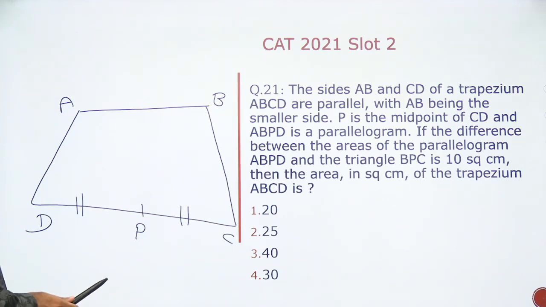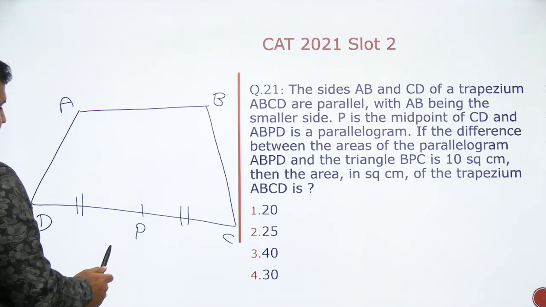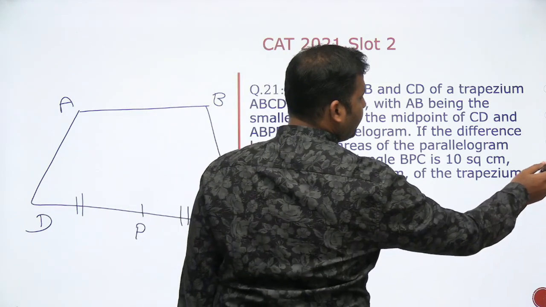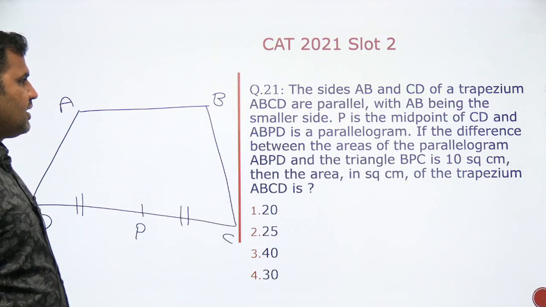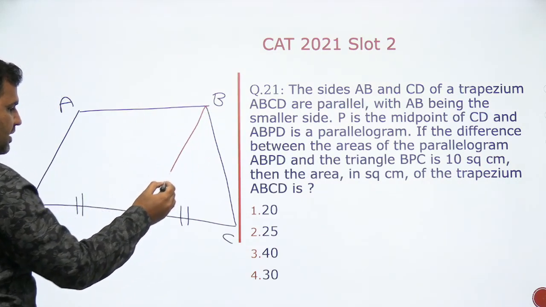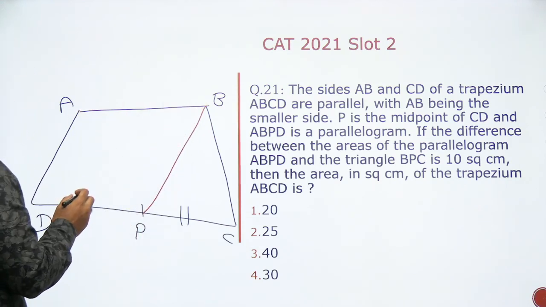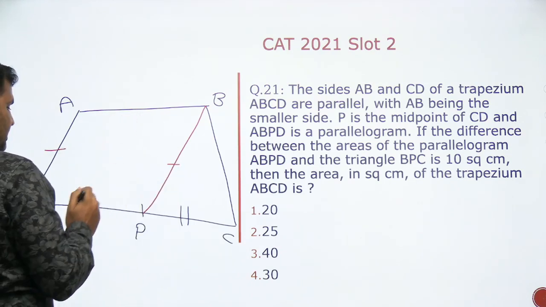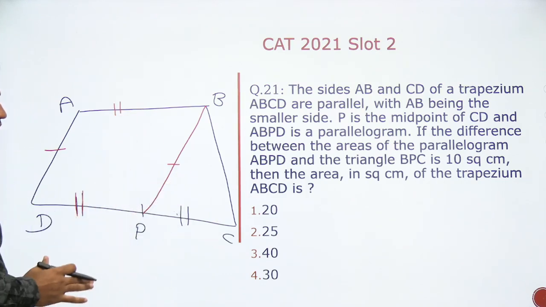If the difference between the area of the parallelogram and the triangle BPC is 10 square centimeters. So now it is given to you that the difference between the area of the parallelogram ABPD is a parallelogram. That means if I join B with P, then ABPD is a parallelogram. Now, guys, you should know that in a parallelogram, opposite sides are parallel and equal. That means this side will be the same as this side, and this side will be the same as this side, and both of these two sides are also the same.